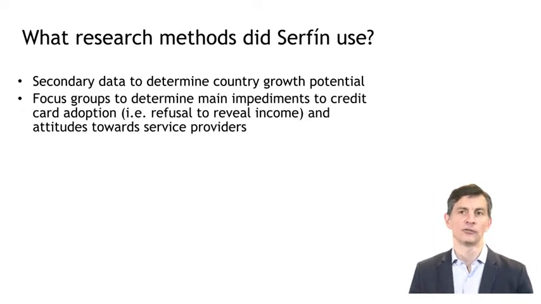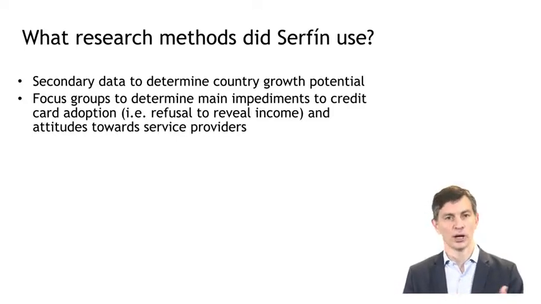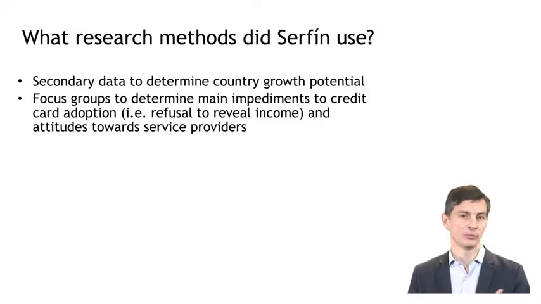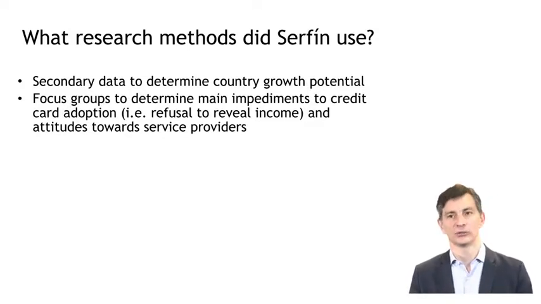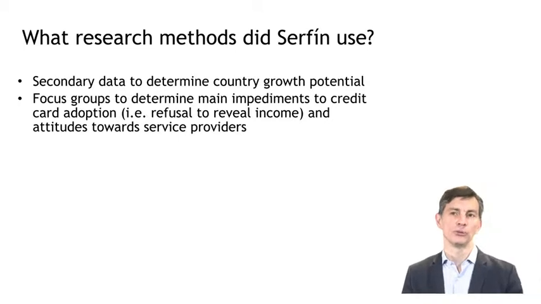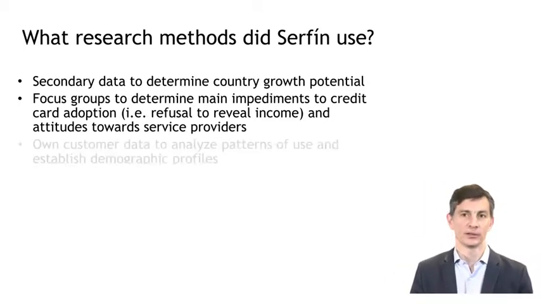Next, they conducted focus groups to try to determine what are the main impediments to credit card adoption. In other words, why were there only 5.5 million cards when they had qualified up to 14.5 million customers? And what they found out is that refusal to reveal the income was the main impediment. So they concluded that they need to make the process of signing up for a credit card very quick and speedy. In addition, focus groups revealed what were the attitudes of consumers to different service providers.